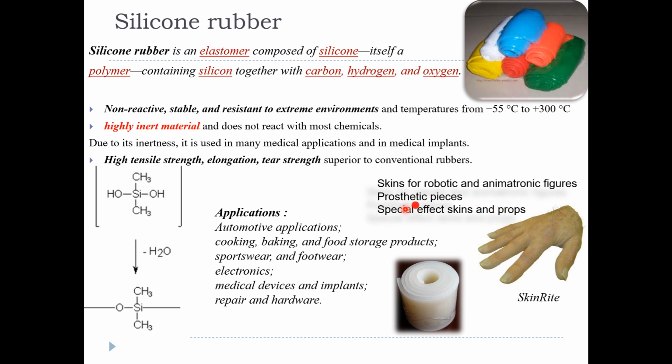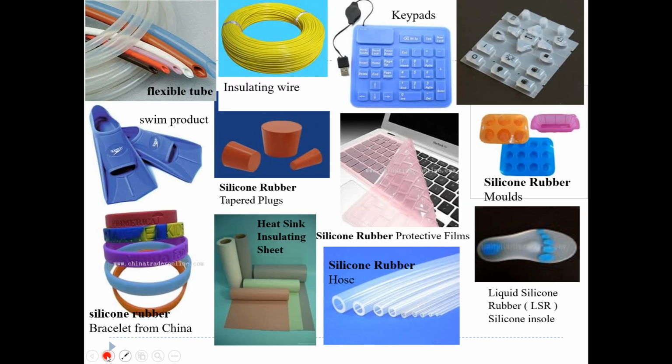You must have seen these robots. The well-known robot is Sophia. The body of these robots are made up of silicon rubber. Prosthetic pieces, special effects skin and props are made up of silicon. Applications: automotive applications, cooking, baking, sportswear applications are unlimited. Electronics, medical, repair and hardware. There are so many applications because of its advantages. Few more applications I have mentioned over here.